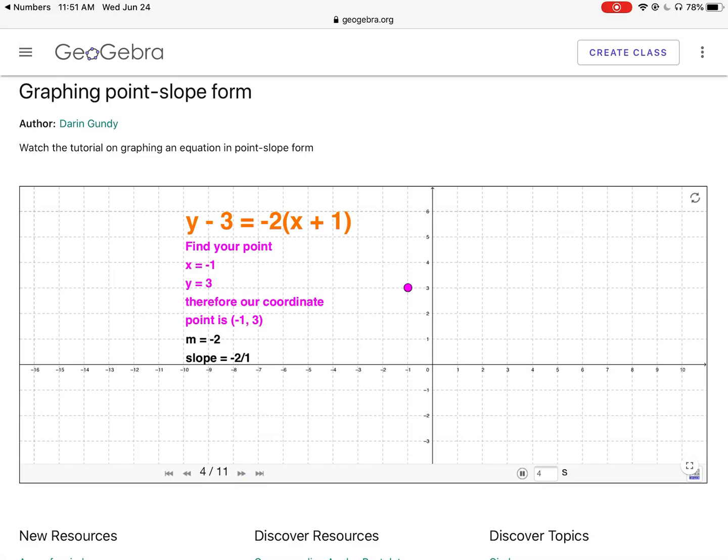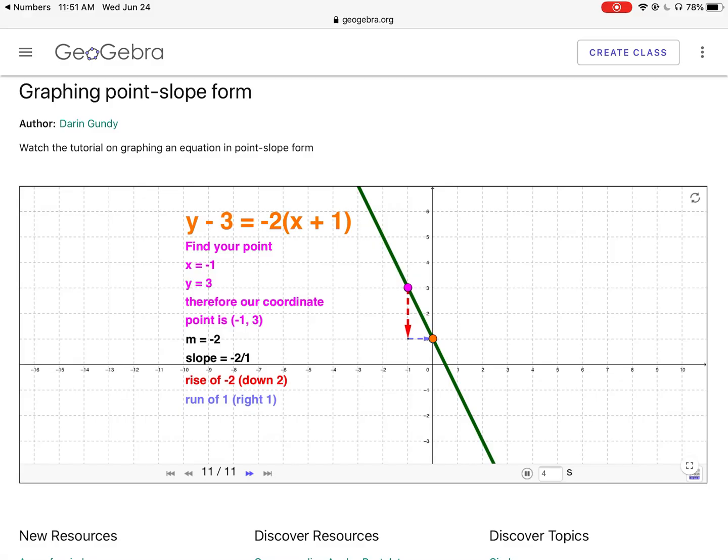You're going to go down 2 units from the pink point, and you're going to go right 1 unit, and that'll lead you to a second point on the line. And once you have that second point, you can draw your line through each to make the overall graph.